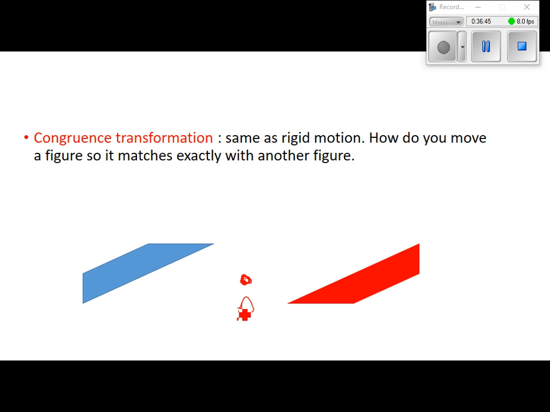Now, a lot of them on the homework won't just be one easy thing like that. It's going to be two or three. This shape might be way over here somewhere, and you've got to say, okay, I'm going to rotate it, then I'm going to reflect it, or I'm going to rotate it, then I'm going to slide it.